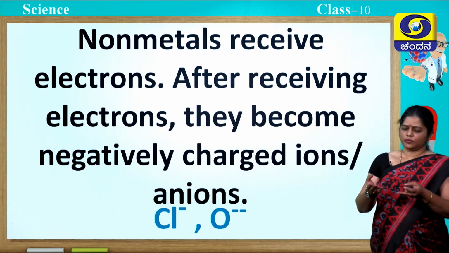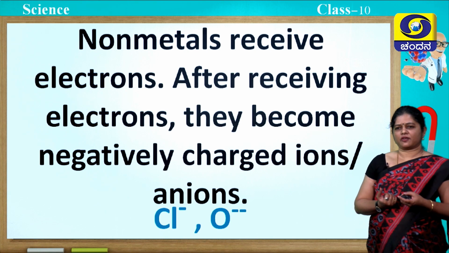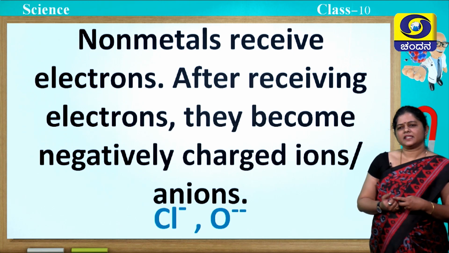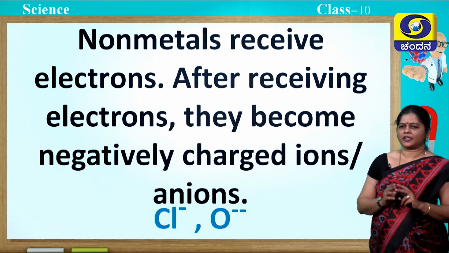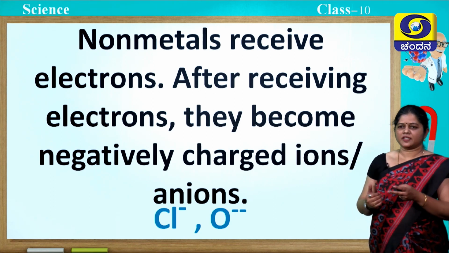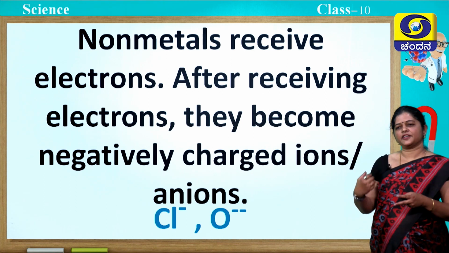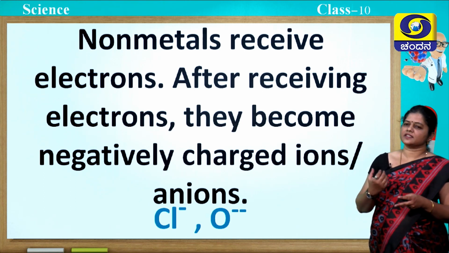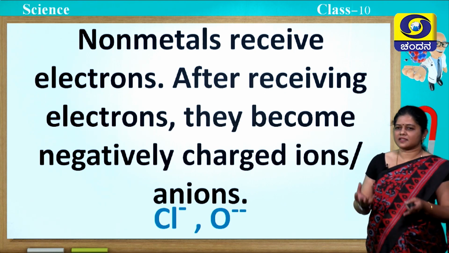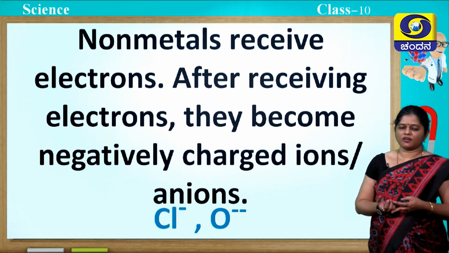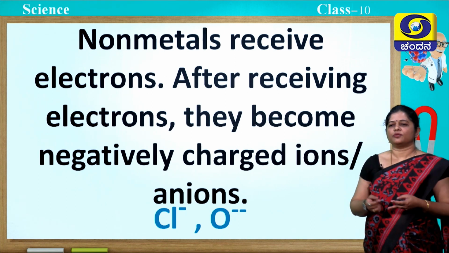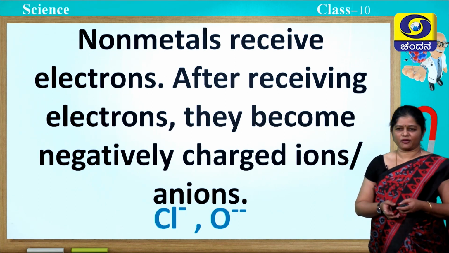Whereas when non-metals receive electrons, they become negatively charged ions, or anions. When they receive electrons into their shells, they gain an additional negative charge. That is why they become charged ions, and since they are negatively charged ions, they are also called anions. Chlorine, Cl-, oxygen, O2-. So these are anions.